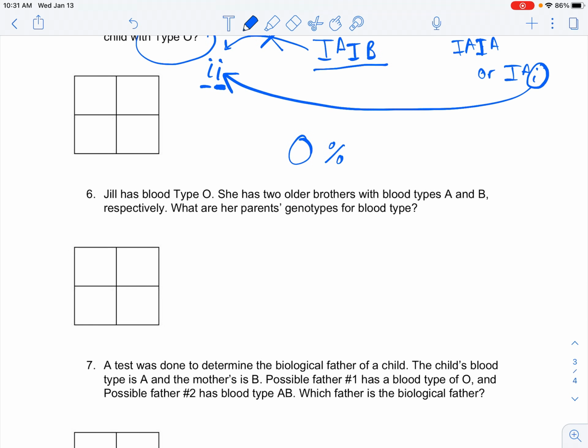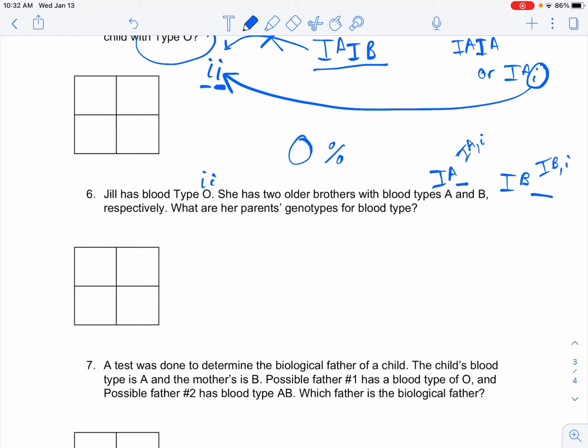Number 6, Jill has blood type O, so she's little i. She has 2 brothers with blood types A, so IA something, and B, IB something, and that something is either another IA for this one or a little i, and this something is IB or a little i. What are her parents' genotypes for blood type?